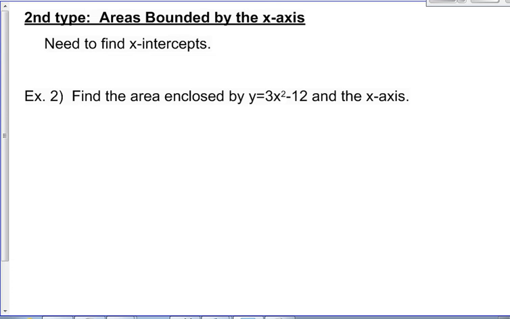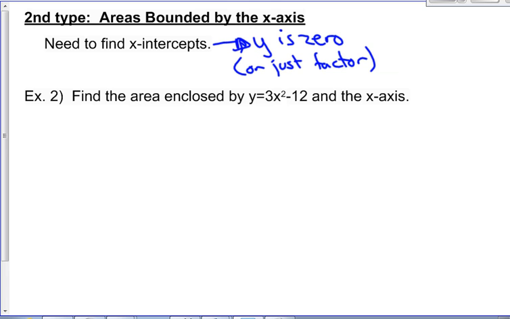So here's our second type, areas bounded by the x-axis. In these cases, we need to find the x-intercepts. And that's pretty straightforward. To find an x-intercept, all you need to do is set y to be 0. Or you can just factor the expression. Okay, so we want to find the area that's enclosed by y equals 3x squared minus 12 and the x-axis.